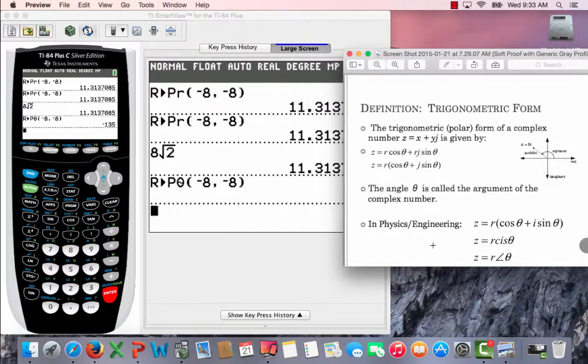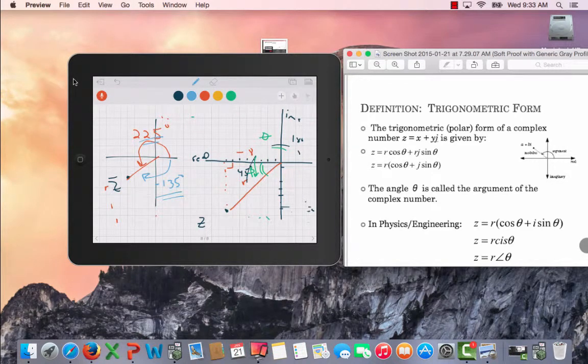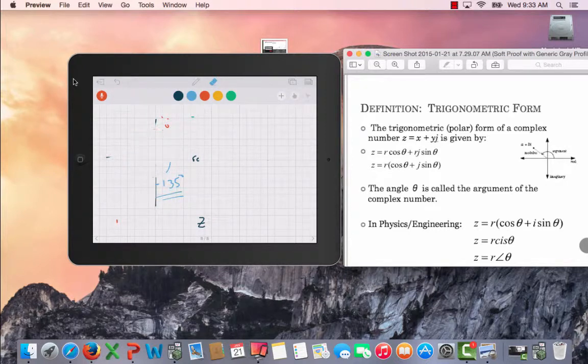So if you look at all these different formats here, and I'm going to go ahead and clear this up. Now that you know your R and your angle, you can write the different formats. So we had the standard rectangular form of a complex number, which basically tells you the horizontal and vertical movement. So you've got -8 minus 8i or j.